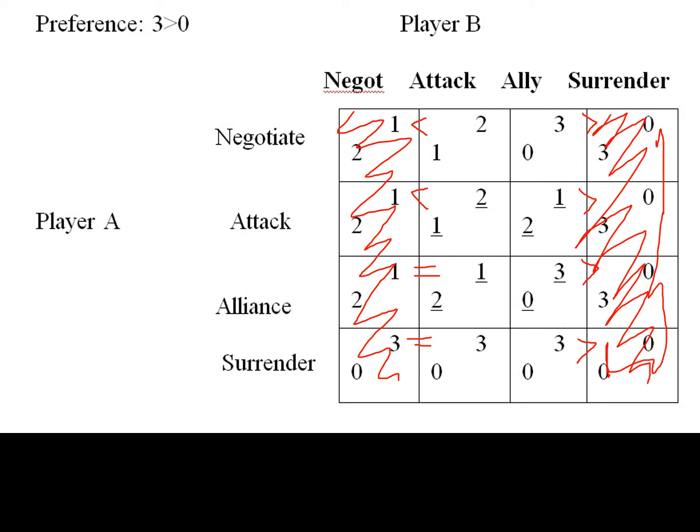Okay, so we're going to rotate and look now at player A. So player A has a choice that's much reduced because cells have been eliminated for both players. So player A would compare negotiate or attack. And we can see that for the choice of negotiate and attack, 1 and 1 are the same, and 2 is better than 0. So player A would never choose to negotiate. We could also compare alliance and surrender for player A. We can see that 2 is better than 0, but 0 and 0 are equivalent. So player A would never choose to surrender.